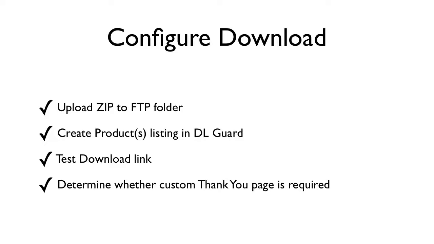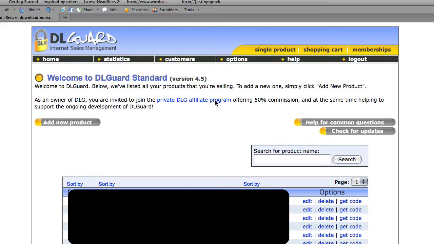So let me give you a quick look at how I configure the download on my side before we launch this product. Alright, so I've logged into my DLGuard administrative console here. DLGuard is great software. I cannot recommend it enough. It helps with automating deliveries of your digital products to your customers and gives them a support number to call, and it sends them an email saying if you lost your download, here it is. It's just great, and customer service has been so much easier using it.